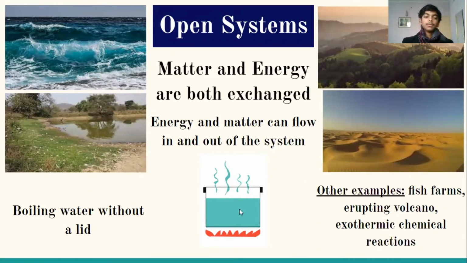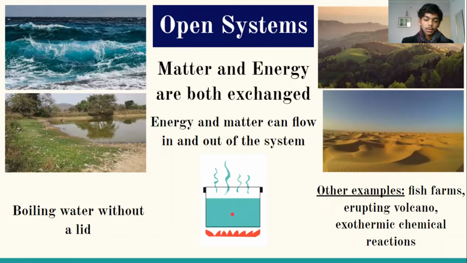A very simple example of this is boiling water without the lid, right? So the energy input is this flame which goes here. Let me just use this laser pointer. The flame is the energy input which goes into the system, which is the kettle with the boiling water. Energy is being transferred here, and this gets heated, and soon they reach their boiling point, and then some of the water starts evaporating. So that is the matter exchange.